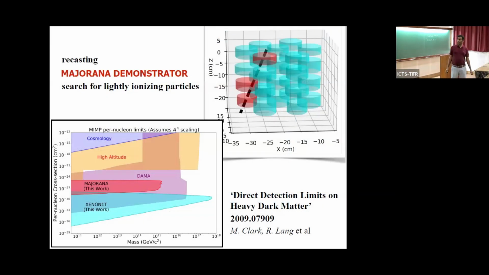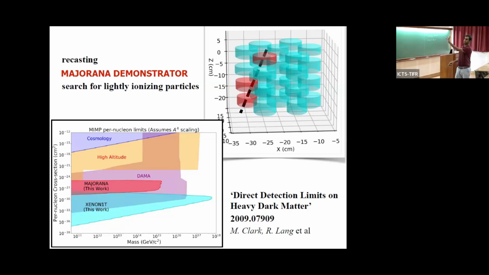One little digression: there already has been a recasting of a search at a neutrino detector to look for multi-scattering dark matter. This was performed by Rafael Lang, Michael Clark, and a couple of others whose names I've forgotten, using the Majorana Demonstrator. So Majorana is a germanium-based detector commissioned to look for neutrinoless double beta decay, right? But they had a prototype called the Majorana Demonstrator, also using germanium, and this is how the detector setup looks.